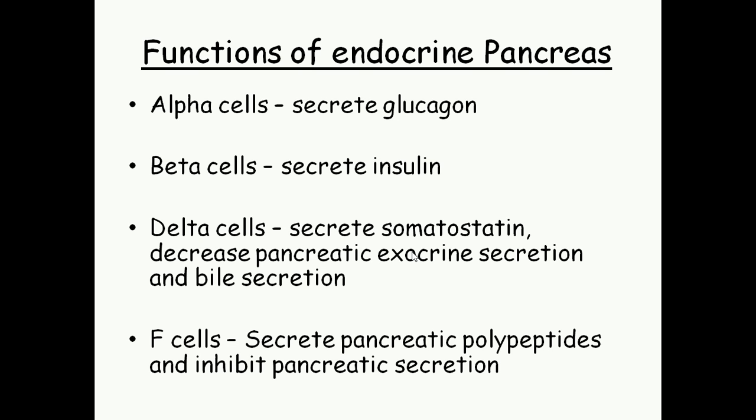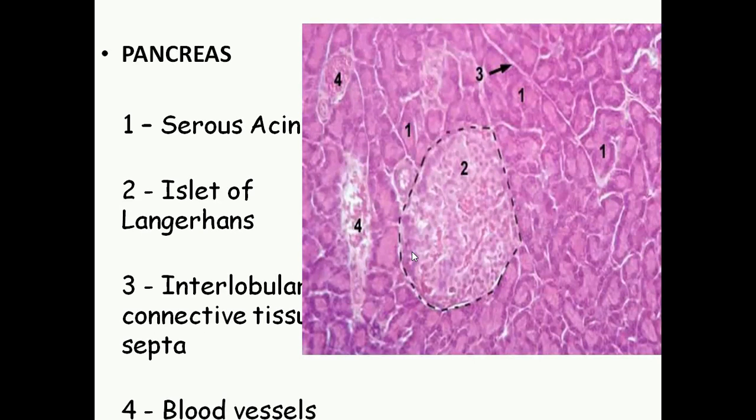The delta cell always acts as a negative feedback mechanism. It controls the secretions of the other cells and also helps in mixing with the bile secretion. The F cells are responsible for the secretion of pancreatic polypeptide and inhibit pancreatic secretion. So the F cell is again a negative feedback mechanism to control the secretion of the pancreas when food enters the duodenum from the stomach. This histological image shows the serous acini, the groups of islet cells, the interlobular connective tissue septa and the blood vessels.